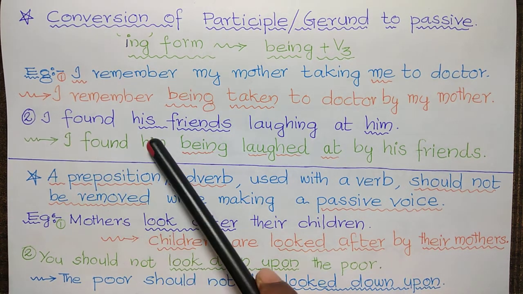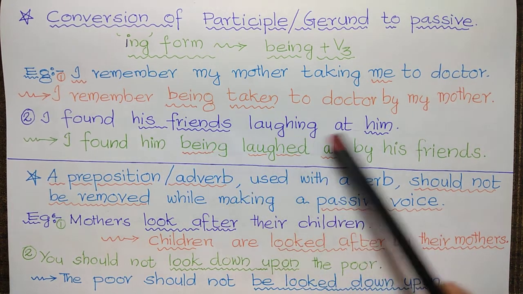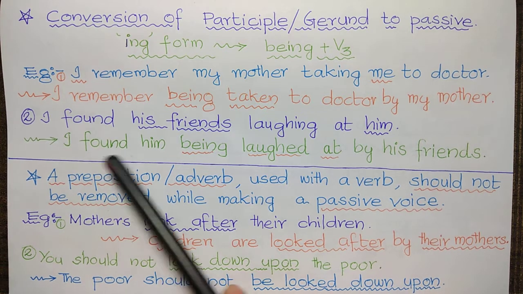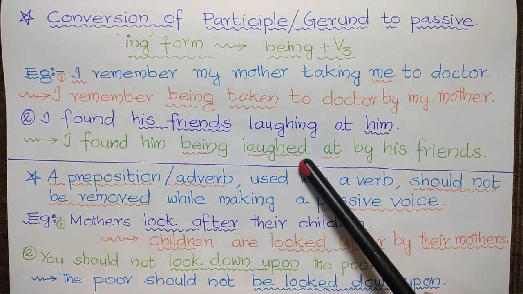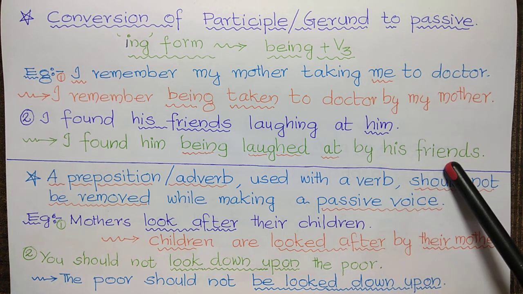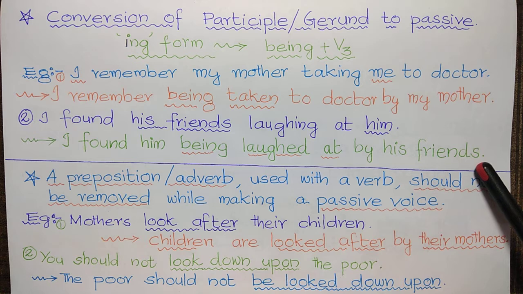Next, I found his friends laughing at him. After conversion, it becomes I found him being laughed at by his friends. Being laughed at by his friends. So that is a case of gerund or participle.